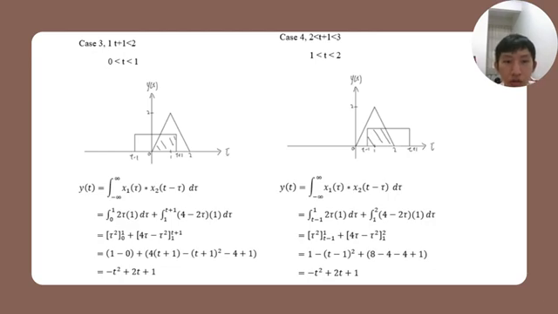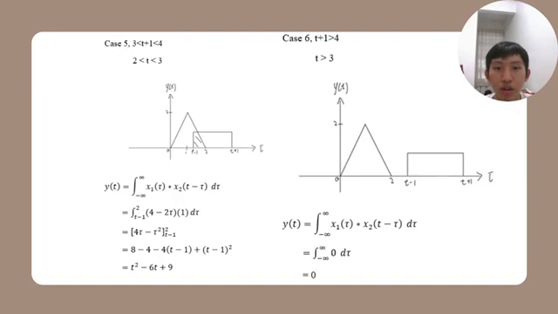For case 4, we consider that t is between 1 and 2, and from the graph, there is an overlapping between t minus 1 and 2. Therefore, we integrate from t minus 1 to 2 for case 4. For case 5, we consider that t is between 2 and 3. Since there is an overlapping between t minus 1 and 2, we integrate from t minus 1 to 2 for case 5. And for case 6, we consider that t is more than 3. Since there is no overlapping, yt is equal to 0.